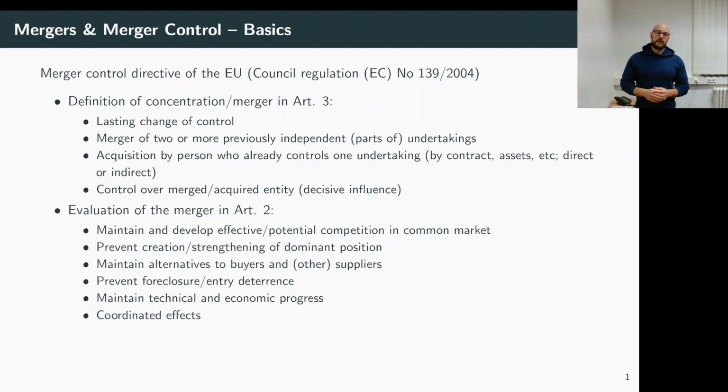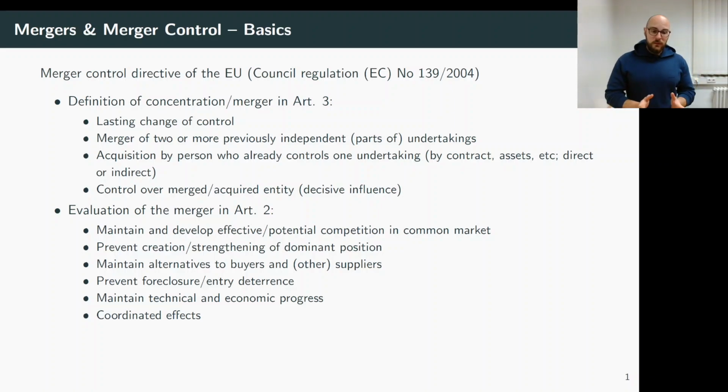And it is defined as lasting control of a merger between two or more previously independent parts of an undertaking or undertakings. And the acquisition can be by persons who already control one undertaking, by contract, assets, or direct or indirect. And the control over the merged entity has to be given, so there has to be a decisive influence. So if you just buy a share of a firm, that's not considered a merger.